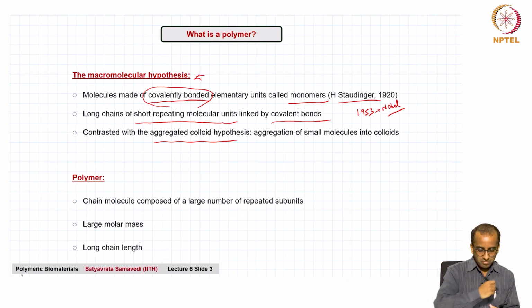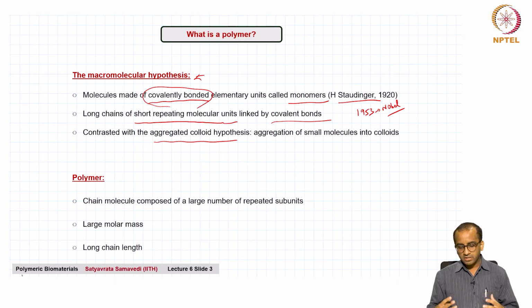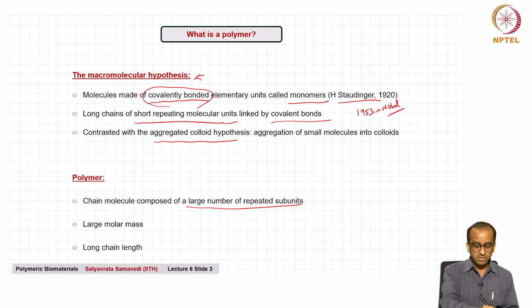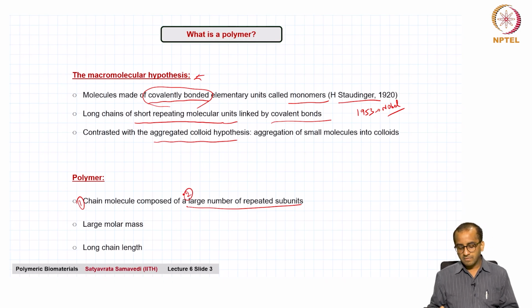Now, we have already seen that a polymer, you can think of it as a long chain molecule with a large number of repeated subunits. So again, there are 2-3 important ideas to note here. One is, it is a long chain molecule. Second is, it is composed of a large number of subunits. Third, the subunits repeat. So all three of those are important. And of course, we will be looking at multiple examples of the structure and so on in this lecture.